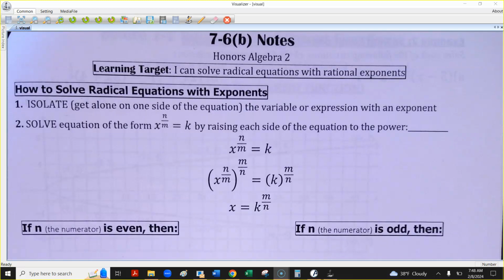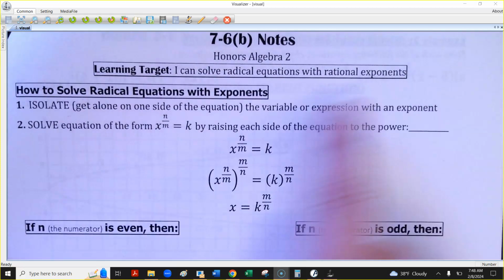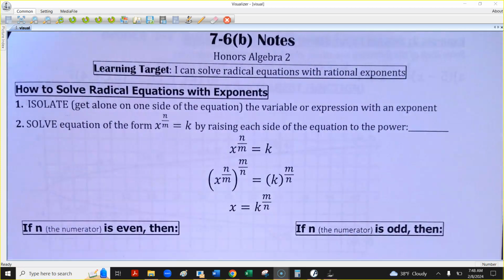There it goes. Okay, so radical equations with rational exponents. Rational exponent just means you're going to have some kind of expression or an x with an exponent that is a fraction. So just like yesterday, you want to get by itself, or isolate, whatever the variable is being taken to that fractional exponent. That's the very first step. Just like yesterday, you wanted to isolate the radical.